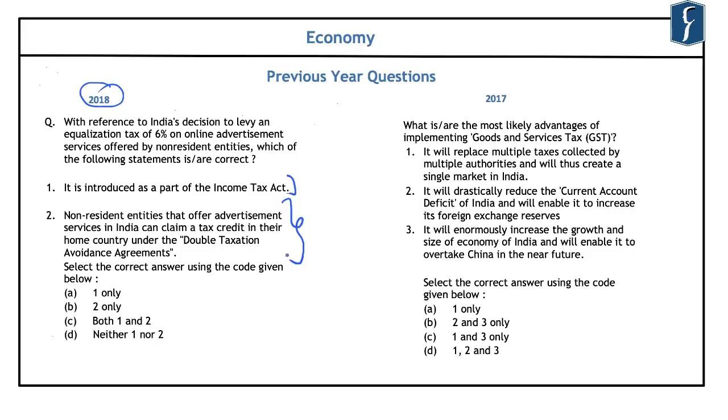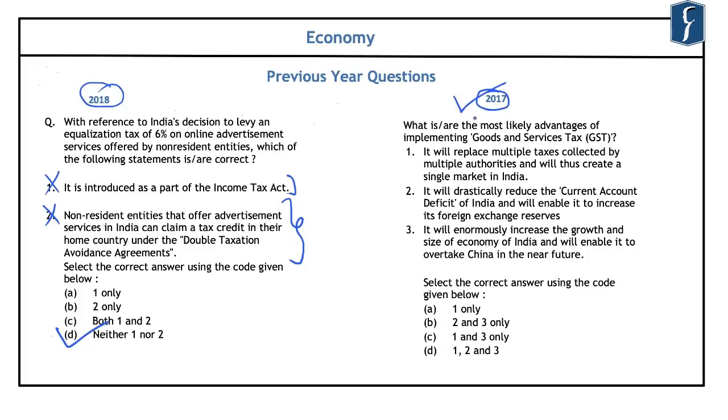Now, this equalization levy was introduced as a part of the Finance Act and it was not introduced as a part of the Income Tax Act, and hence the first statement given here was incorrect. Again, this equalization levy was outside the scope of the double taxation avoidance agreement, and again the second statement was also incorrect. So the correct answer here was D, that is neither statement 1 nor statement 2 is correct.